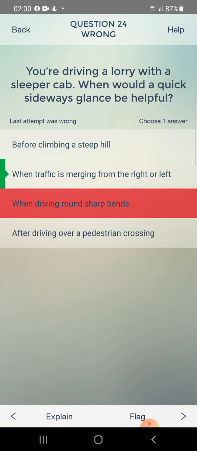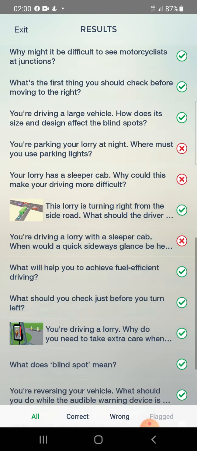You are driving a lorry with a sleeper cab. When would a quick sideways glance be helpful? When traffic is merging from the right or left? Okay.